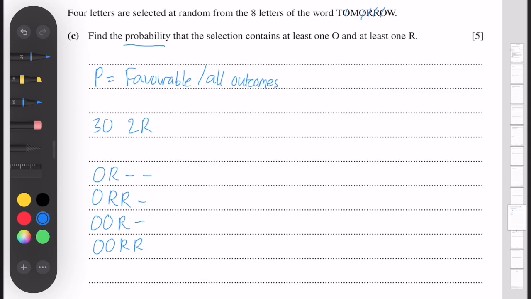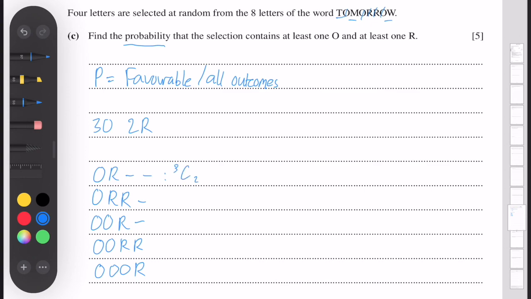And lastly, let's go to 3 O's. So 3 O's, at least 1 R, so 1 R. That should be all the possibilities. But now, be careful. This is where a lot of people will fall into this trap. Looking back at the word tomorrow, we have T, M, and W left. So 3 letters. And for OR and 2 empty slots, a lot of people would answer 3C2.